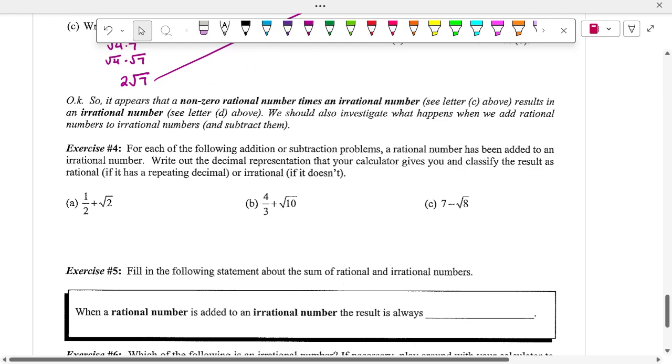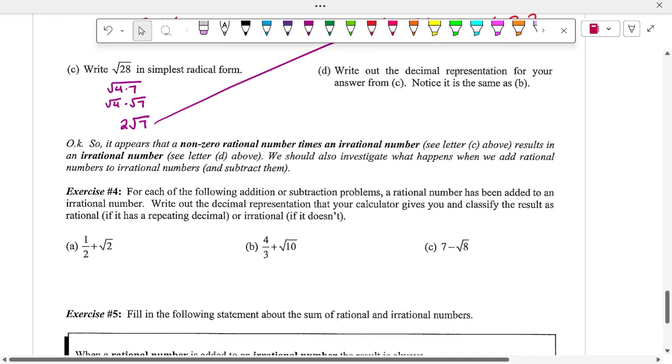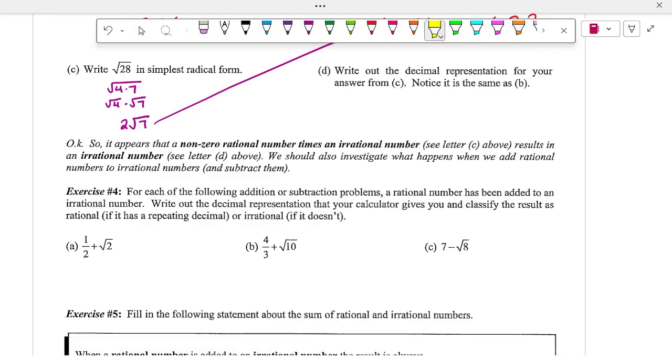Now, last thing we got to talk about, some basic operations with irrational and rational numbers. So from the looks of it, from simplifying, a non-zero rational number times an irrational number results in an irrational number. For example, this one right here. We have 2, which is a rational number, and square root of 7, which is an irrational number. When we multiply them together, did we get a rational number or an irrational number? Irrational. All right. So no matter how you swing it, rational times irrational is irrational.